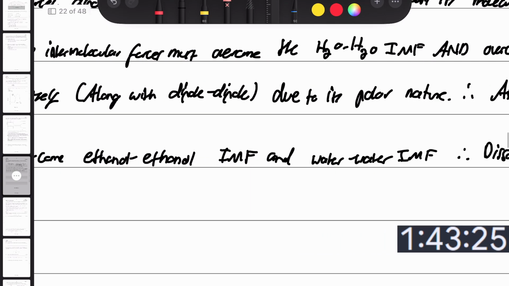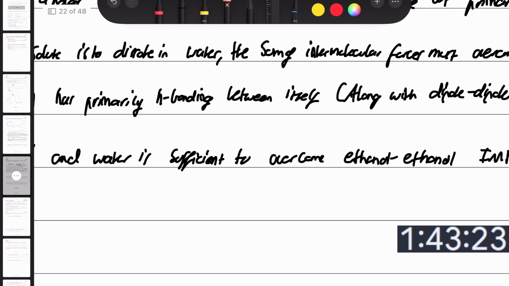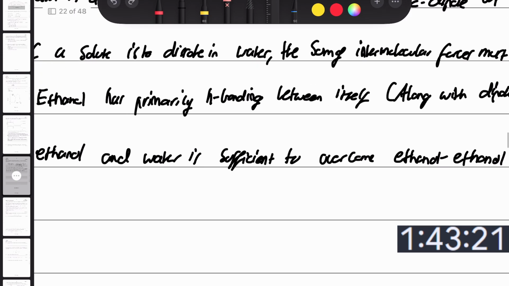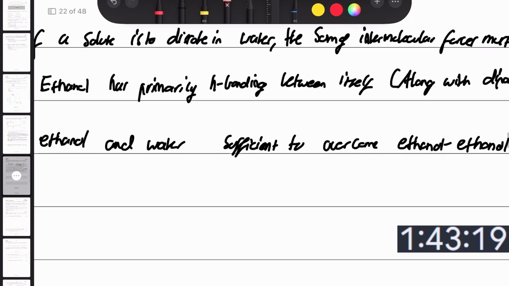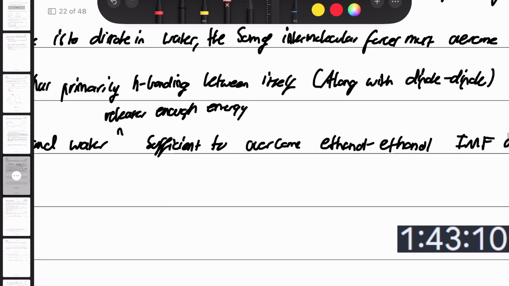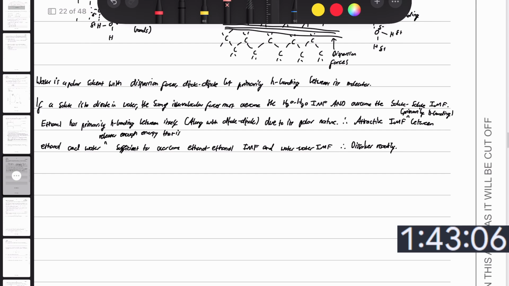Ethanol. We should say it releases enough energy to overcome that. Dissolves readily.